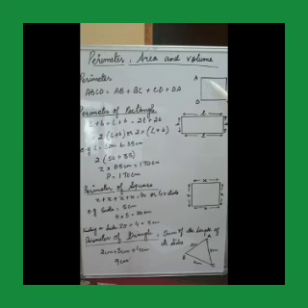X is in this case the length of the rectangle, while Y is the width of the rectangle. The perimeter P is always considered.